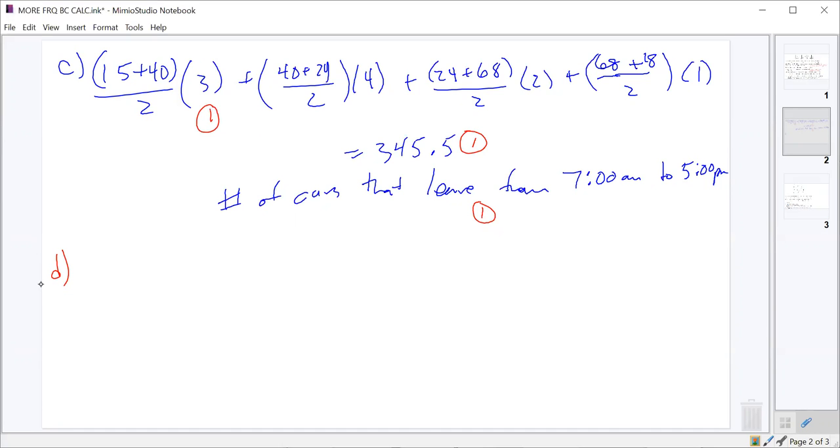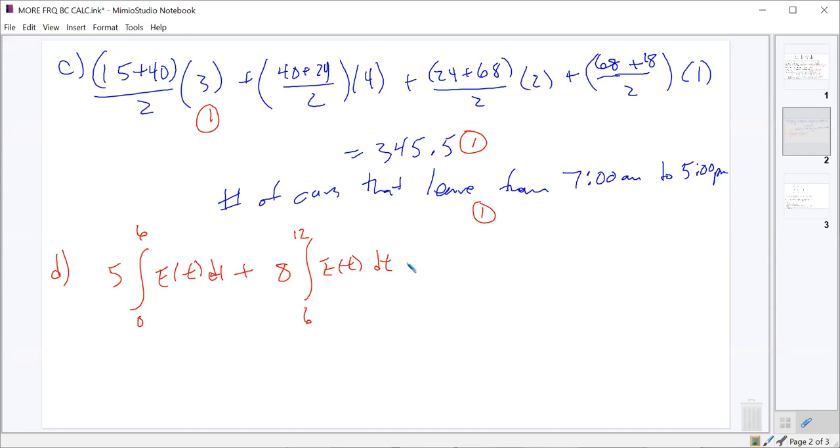And then for part D, I believe it said that from 0 to 6 hours, they charged $5 per car, and from 6 to 12 hours, they charged $8. They want to know how much money. So just 5 times the integral from 0 to 6 of the number of cars that enter. And then I think it was 8 for the other one. 6 to 12 of E of t dt.